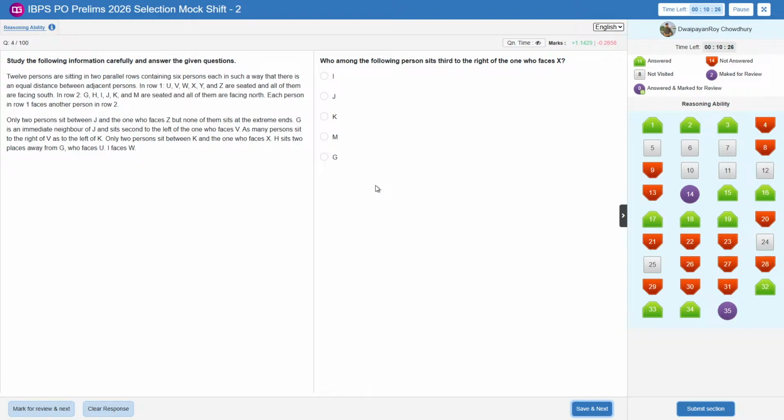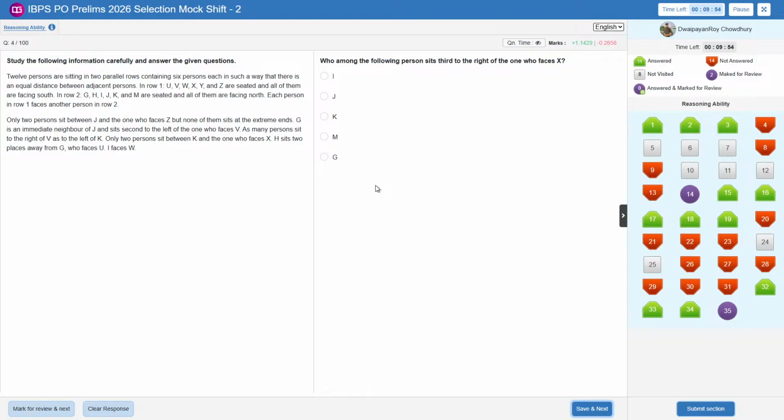Then face south. So Y to Z face south, and G to K face north. G to M face north. Okay, so 1, 2, 3, 4, 5, 6. 1, 2, 3, 4, 5, 6.